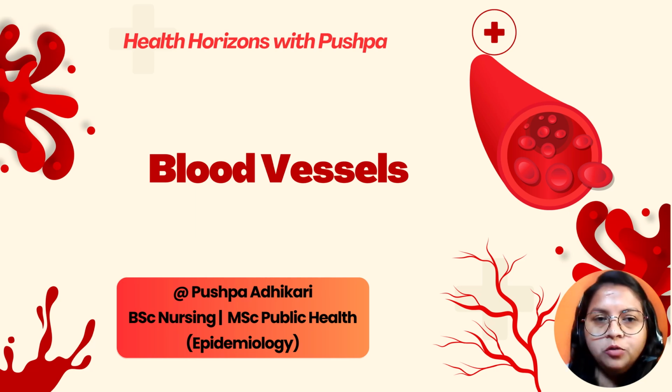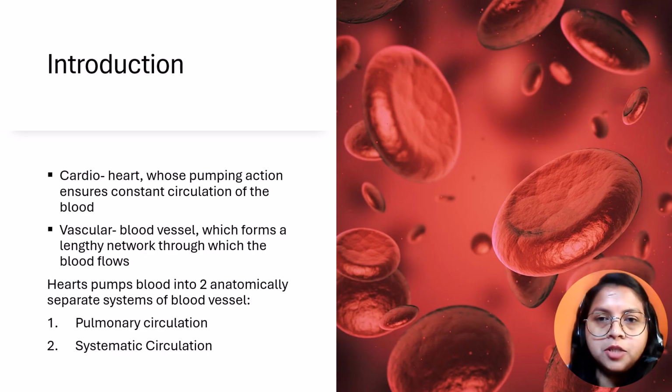In today's session, we'll be exploring one of the most essential systems in the human body, that is the cardiovascular system, with a particular focus on blood vessels. The term cardiovascular is derived from two words, cardio and vascular. The term cardio refers to the heart, a muscular organ responsible for pumping blood, and vascular refers to the vast network of blood vessels through which blood circulates.